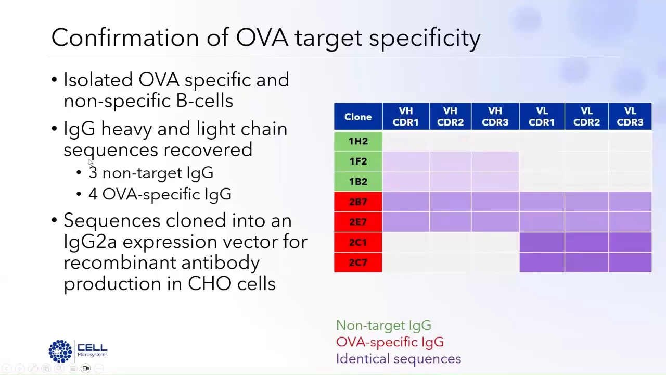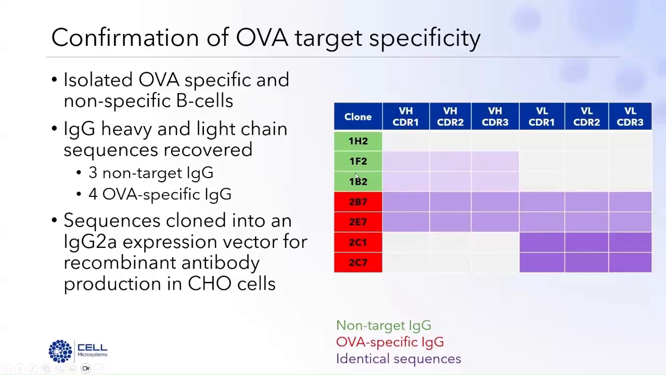We sent 3 non-targeting IgGs that were non-OVA specific and 4 OVA-specific B cells that had shown red fluorescence on the array. The vendor that we worked with was able to identify those IgG sequences. They cloned them into an IgG2A expression vector, and those vectors were then transiently expressed in CHO cells for recombinant antibody production. They purified the antibody and sent it back to us for downstream analysis. And if you look at this heat map on the right-hand side, you can see what the spectra of sequences of those antibodies looks like.